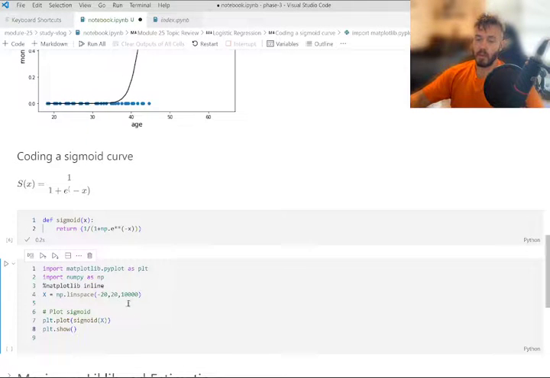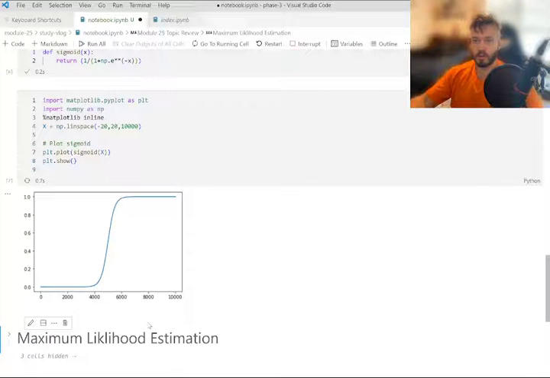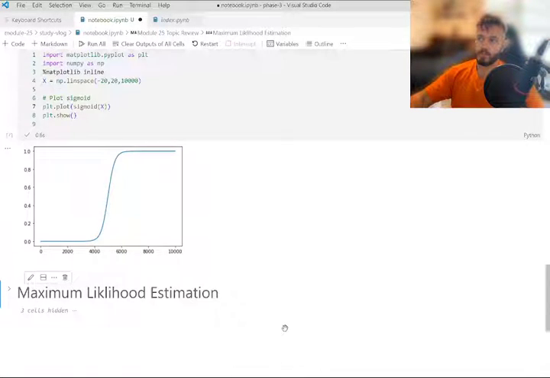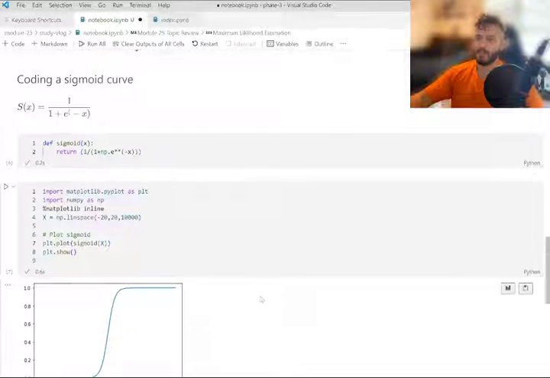And now we're going to plot it. So we create some vector space for x. And then we plot it using our sigmoid function. And then we get a cool little sigmoid curve like this. So, yeah. Pretty nifty.